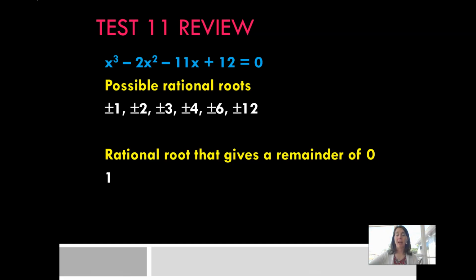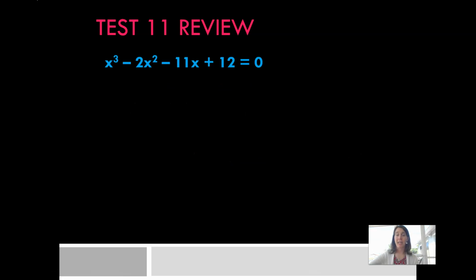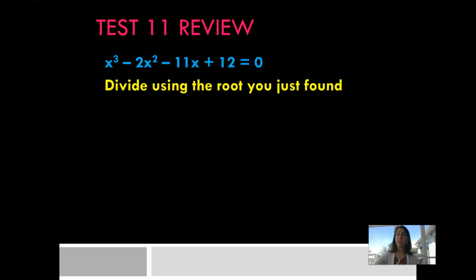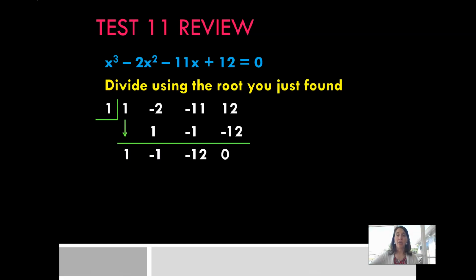Now, question number 7 is going to tell you to divide using the root that you just got from question number 6. Well, how did we divide? We used our synthetic division. Inside of my division box, I put the root that I just found, my positive 1. Next to my division box, I listed out my coefficients from the problem, 1, negative 2, negative 11, and positive 12. To do synthetic division, we always drop down the first term, so I brought down my 1, and then we started multiplying by the box.